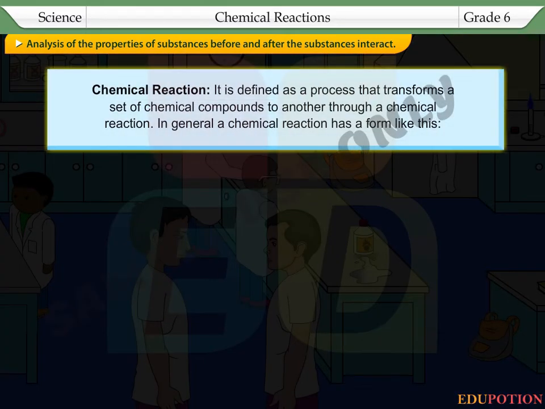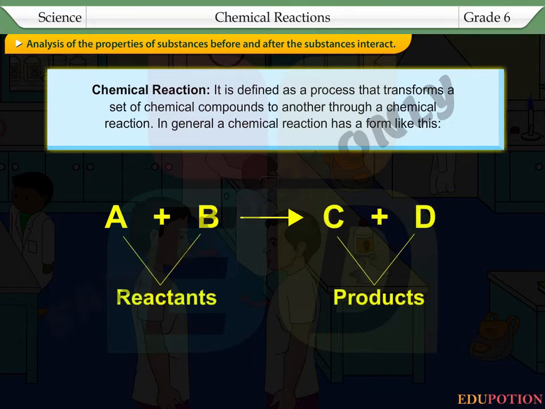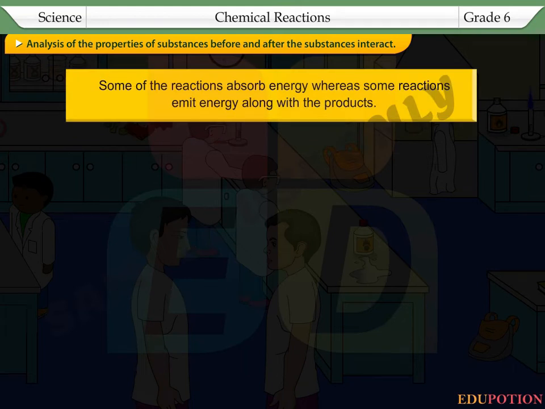Chemical reaction. It is defined as a process that transforms a set of chemical compounds to another through a chemical reaction. In general, a chemical reaction has a form like this. A and B are the chemical compounds which combine chemically to form C and D. This is known as a chemical reaction. Some of the reactions absorb energy, whereas some reactions emit energy along with the products.